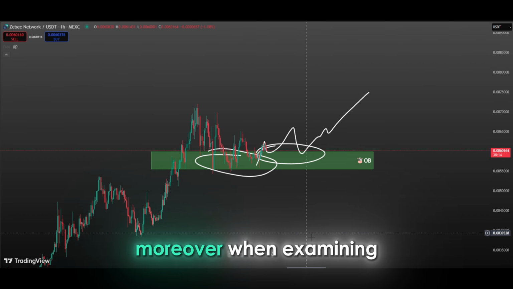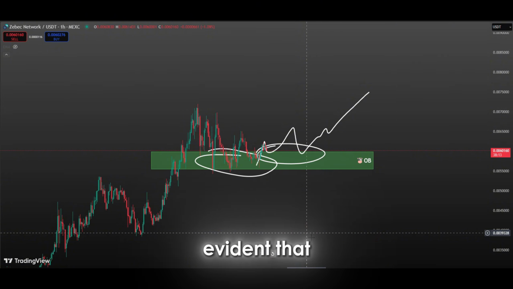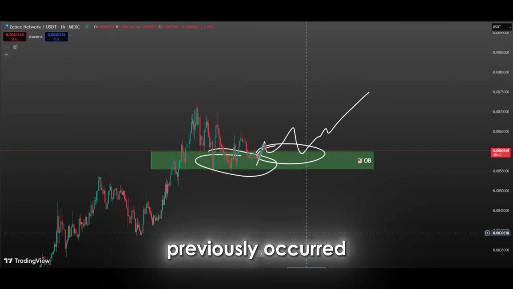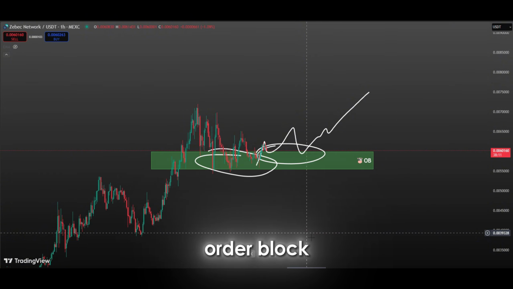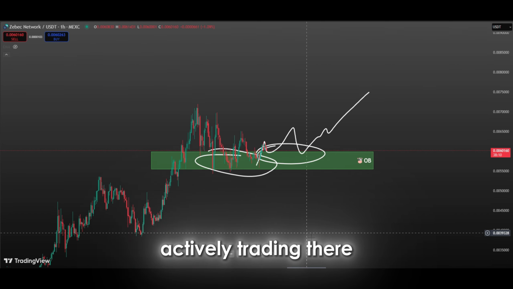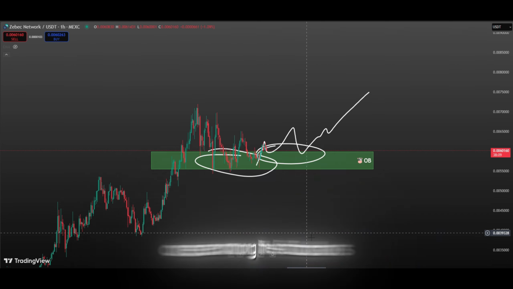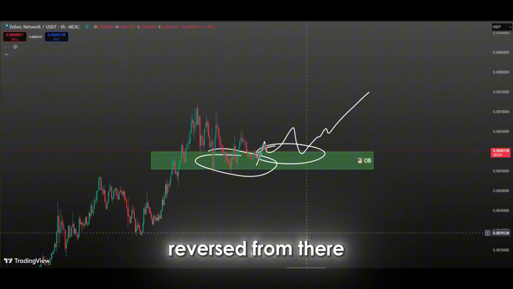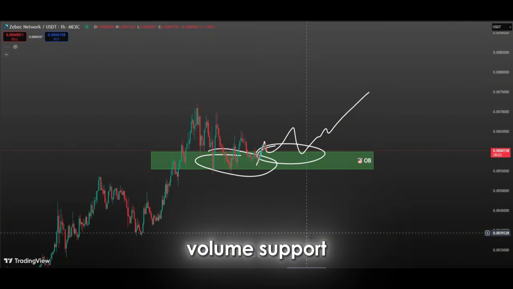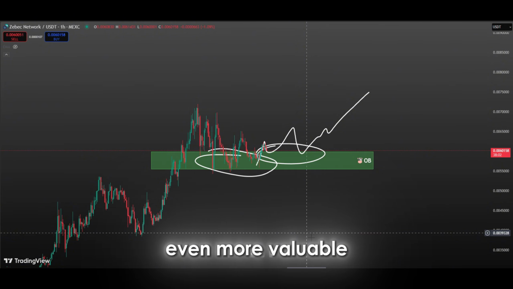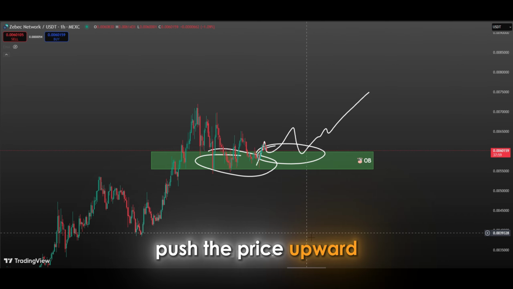Moreover, when examining the volume profile, it is clearly evident that significant volumes have previously occurred in the area of this bullish order block, with large players actively trading there. Such volume confirmations are among the factors that validate the strength of a level in technical analysis. In other words, it's not only important that the price has previously reversed from there, but that the reversal happened with volume support, making the area even more valuable. If a similar scenario unfolds now, it is expected that strong buyers will once again push the price upward.